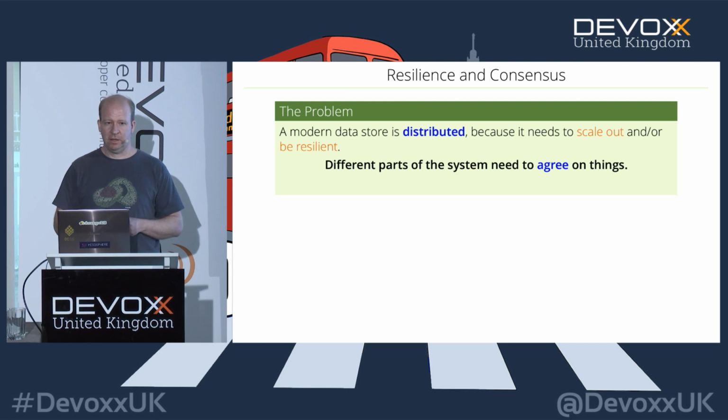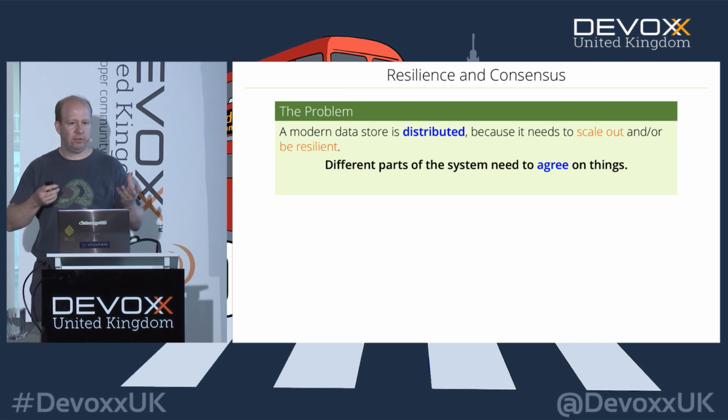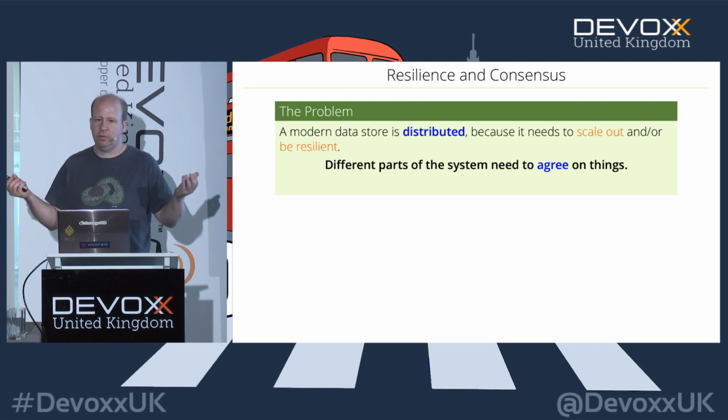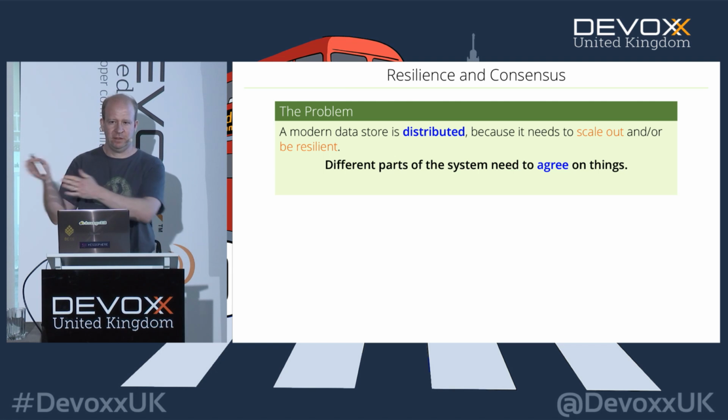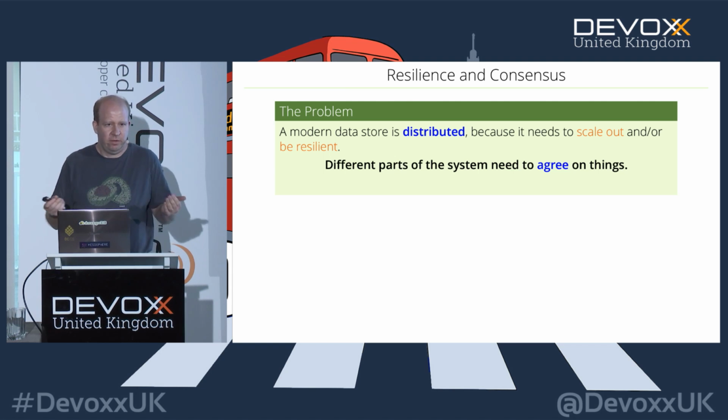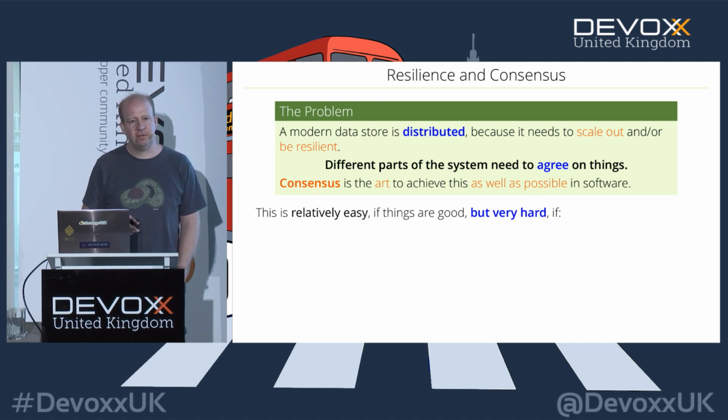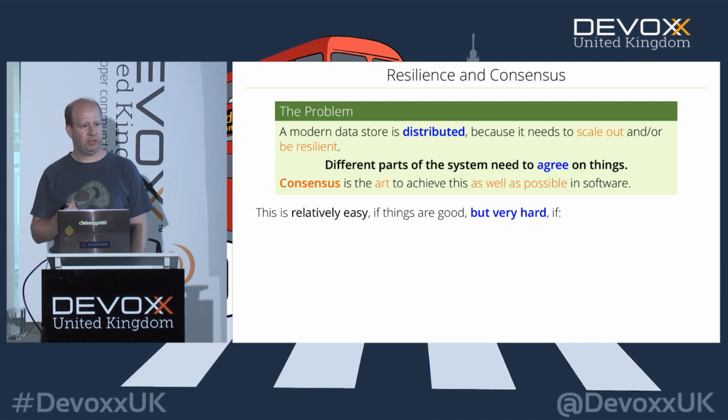So, in a distributed system, you have to make things agree. There's no point in this side of your cluster believing the truth of your data is one and this side another. Things have to agree. And consensus is the technical term for essentially the art to achieve this kind of agreeing on things as well as possible in software. That's actually not too hard as long as things are good. You have a network, you can communicate, you can send copies of data easily over the network to another machine, and you know they agree on the same things.